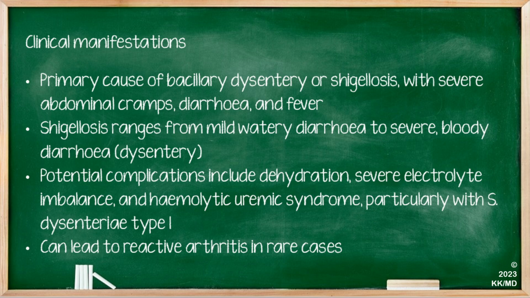There are certainly potential complications which would happen as a result of ongoing diarrhea. These include dehydration and severe electrolyte imbalances. Very severely, it could cause hemolytic uremic syndrome or HUS, especially in the case of infection with Shigella dysenteriae type 1. It can lead to reactive arthritis in rare cases. If you want a refresher of reactive arthritis, there is a complete video on this under the section of rheumatology. If you click here, you would be linked directly to that post.